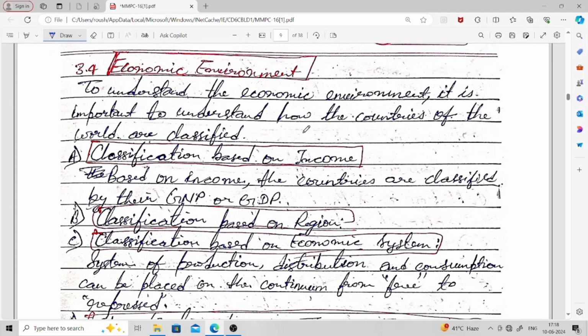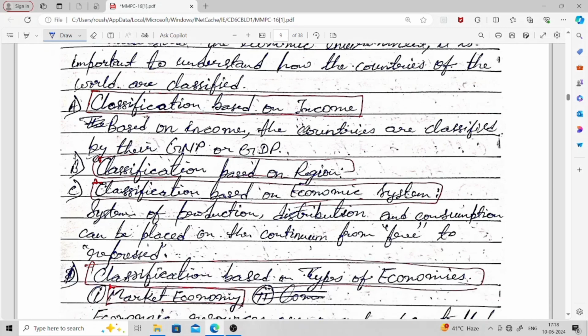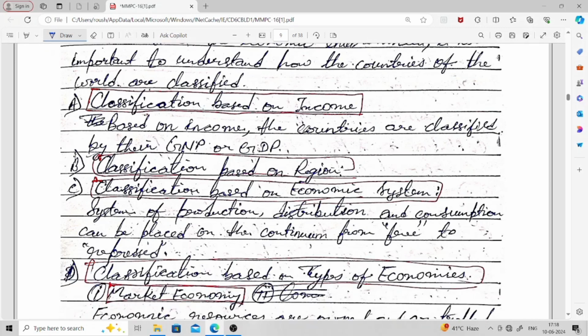Here first is a classification based on income. Based on income, countries are classified by their GNP or GDP. It means gross national product or gross domestic product.